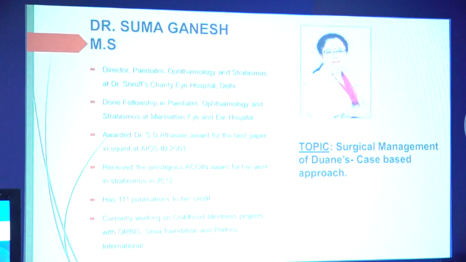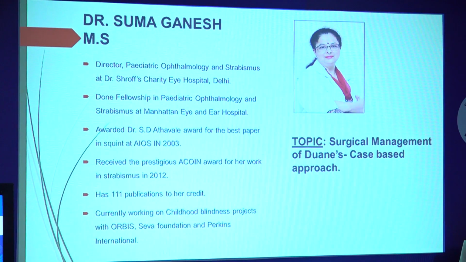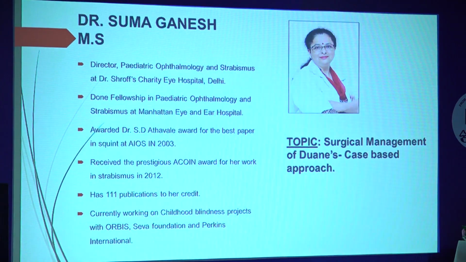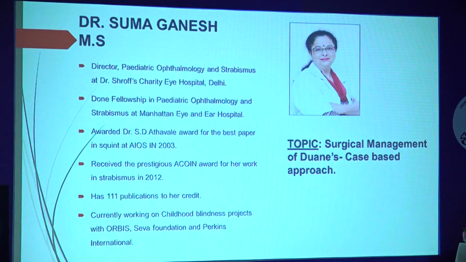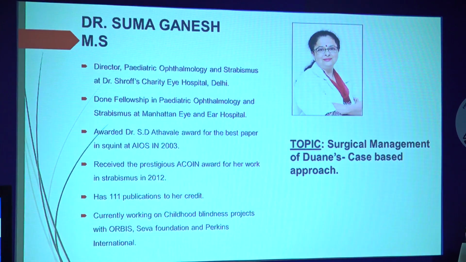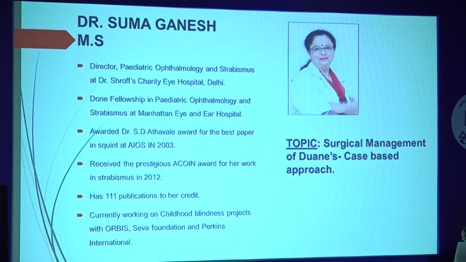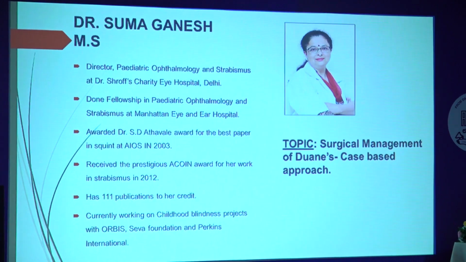So, Dr. Suma is Director of Pediatric Ophthalmology and Strabismus at Shroff Charity Eye Hospital, Delhi. She has done fellowship in Pediatric Ophthalmology and Strabismus at Manhattan Eye and Ear Hospital. She was awarded the SD Athavale Award for Best Paper of Squint in AIOS in 2003 and received the prestigious ACOIN Award for her work in strabismus in 2012. She has a huge number of publications, 111 in fact, to her credit, and is currently working on the childhood blindness project with Orbis, Seva and Perkins International. And she is a very good teacher.